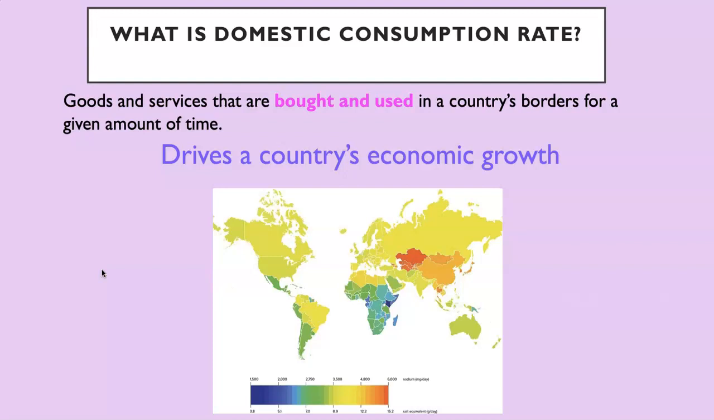This map here is showing the consumption rate of salt. I couldn't find a consumption rate of metals to match the graph. But this is showing how any country that's in red has a very high consumption of salt. Blues and greens have very low consumptions, and yellows are sort of in the middle here.